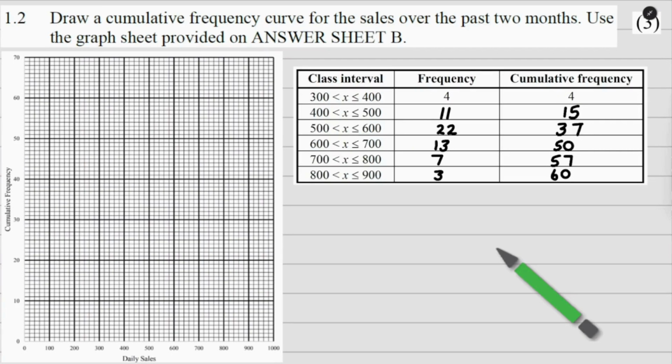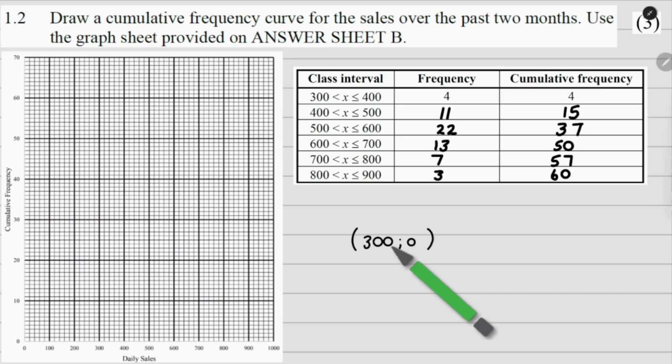In question 1.2, we need to draw a cumulative frequency curve, otherwise known as an Ogive, and we need to do it on the answer sheet that they provided. So you've got to get your points before you draw this. So your first point is always this beginning number over here and 0. So my first point is 300 and 0. Then what we do is we take our upper class interval or our upper class boundary, and we pair it up with the cumulative frequency as the y value. So this is your x coordinate, and this is your y coordinate that you get the coordinate 404 from.